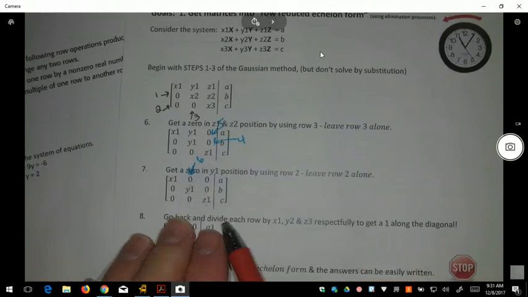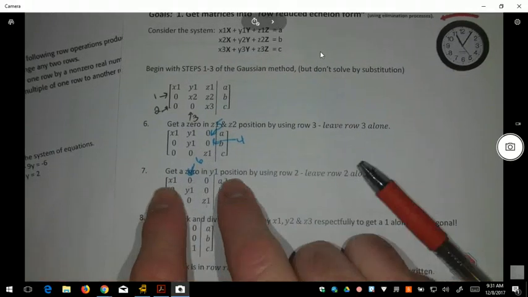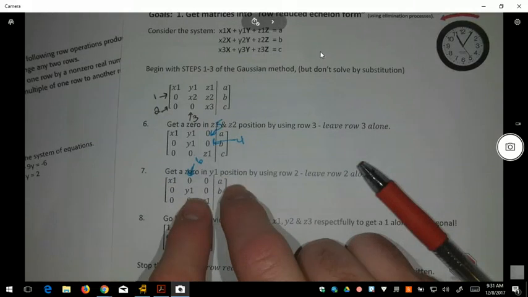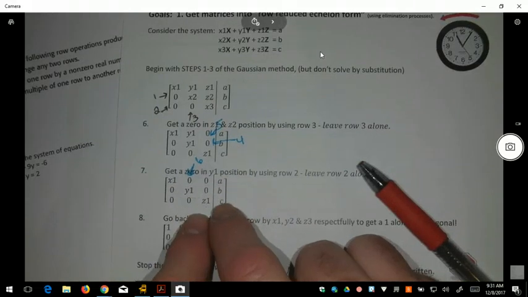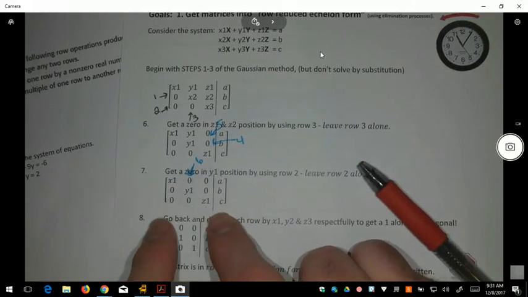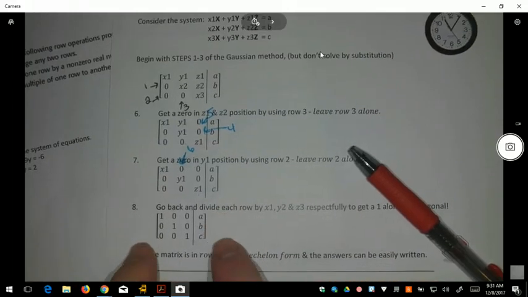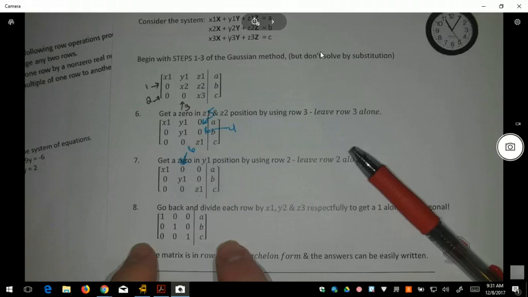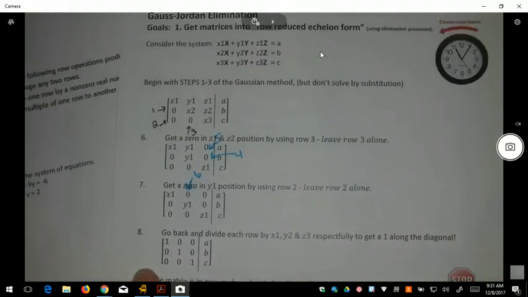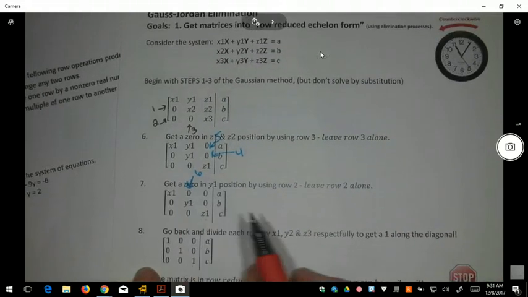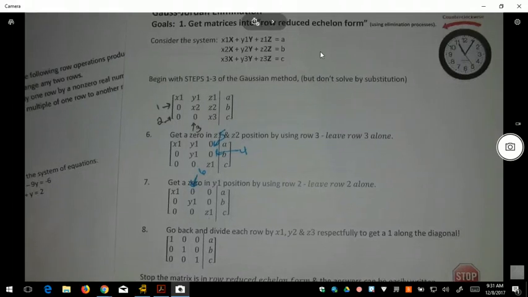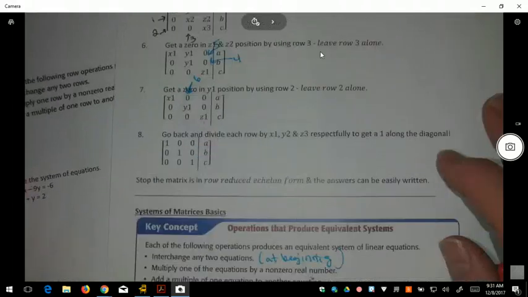By doing all that, all you have is your coefficient and your constant. Coefficient and constant, coefficient and constant. You divide each row by its coefficient, and you immediately have your answers for x, y, and z without having to do substitution. Yes, it does require finding those other 3 zeros first, which is 3 more steps. But you're going to have to be proficient on these methods also.